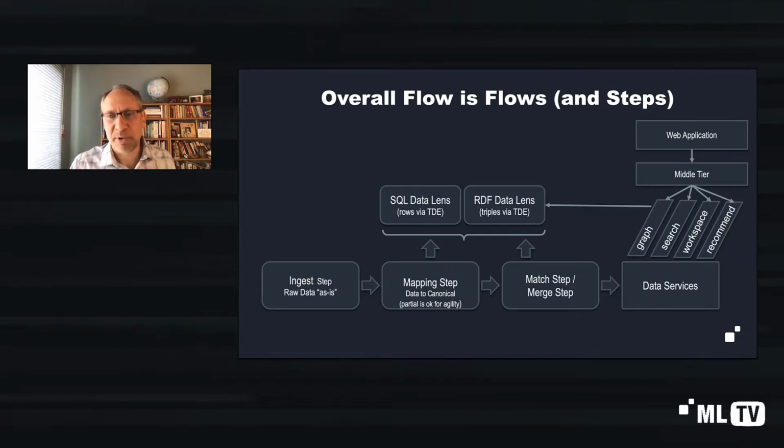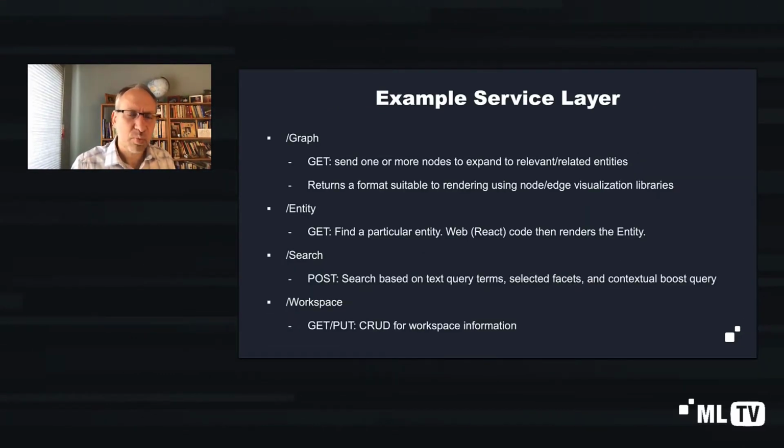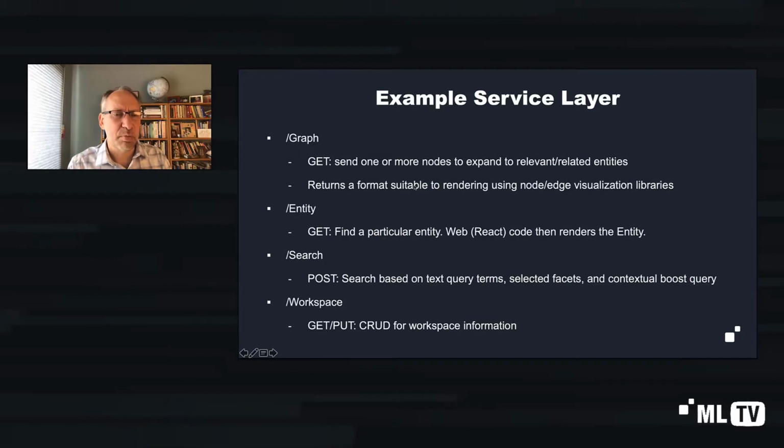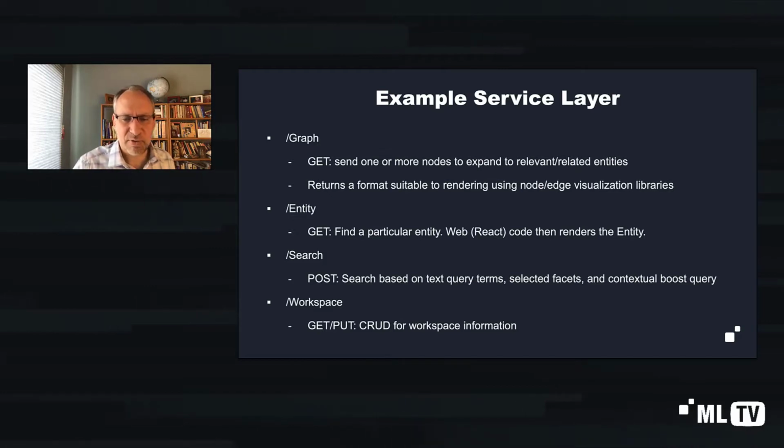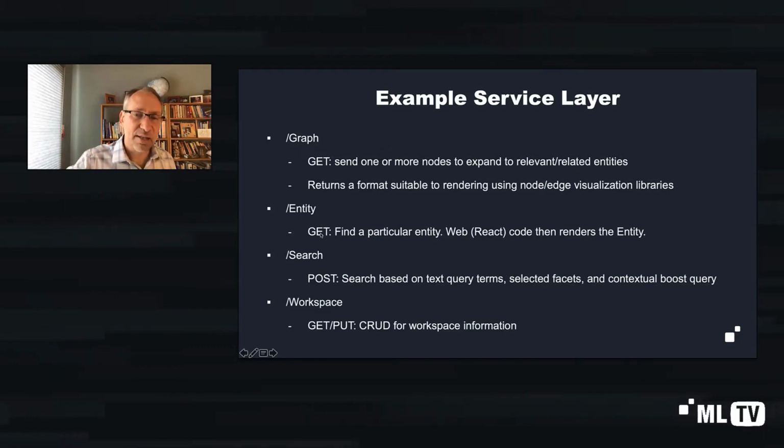And then the web application is the middle tier. So I think I mentioned what these are. There's the graph endpoint, which runs on GET. It returns a format that's been transformed a bit to be a closer match to the rendering libraries in web tiers. Graph visualization libraries want a certain node-edge format typically. /entity, this just gets stuff. I need this drug, I need this publication, I need this protein. A search, and then the workspace.